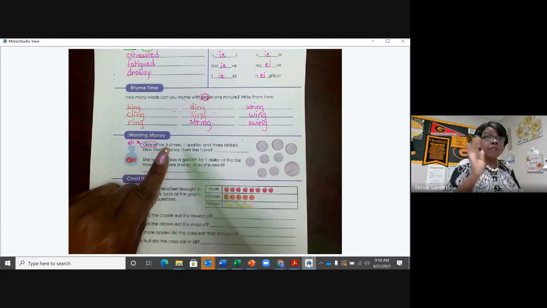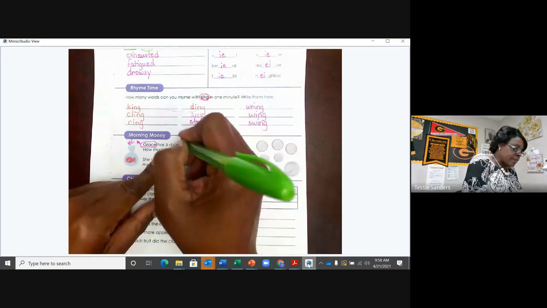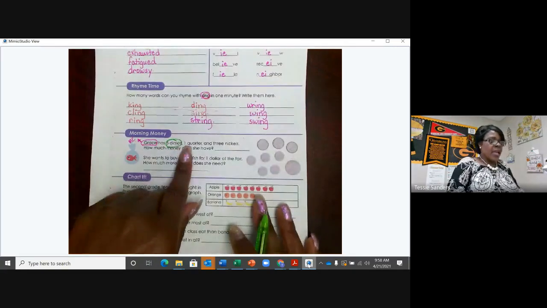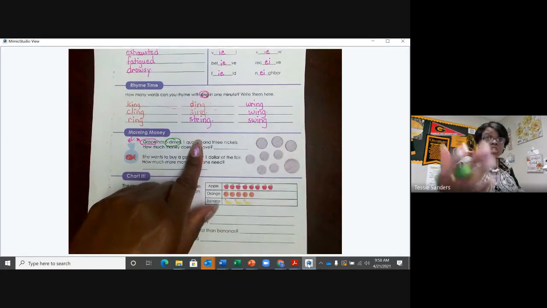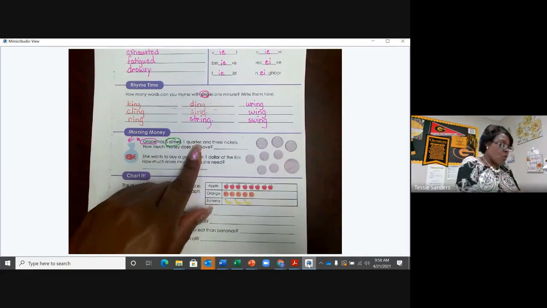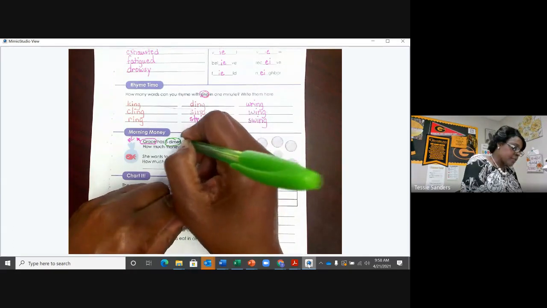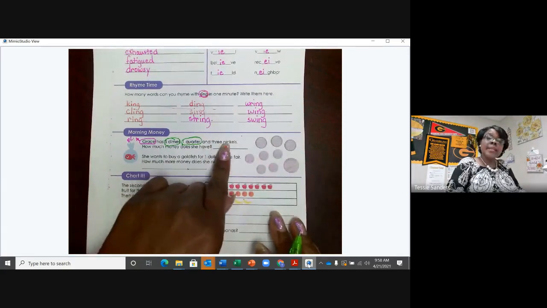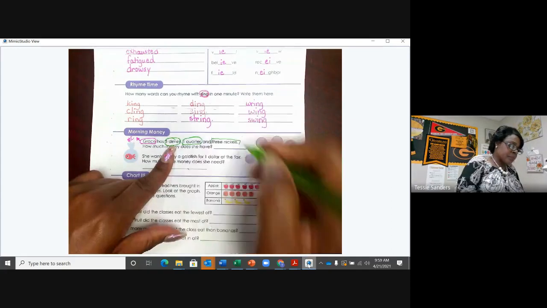Take a look. 5 dimes. Circle 5 dimes. This is what she has. And come on. What does she have? 1 quarter. Circle 1 quarter. This is what she has. And 3 nickels. Okay.